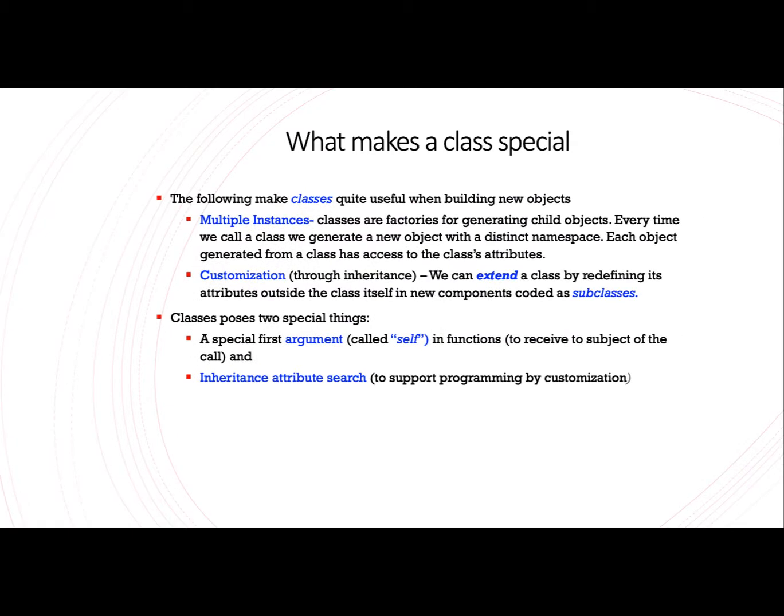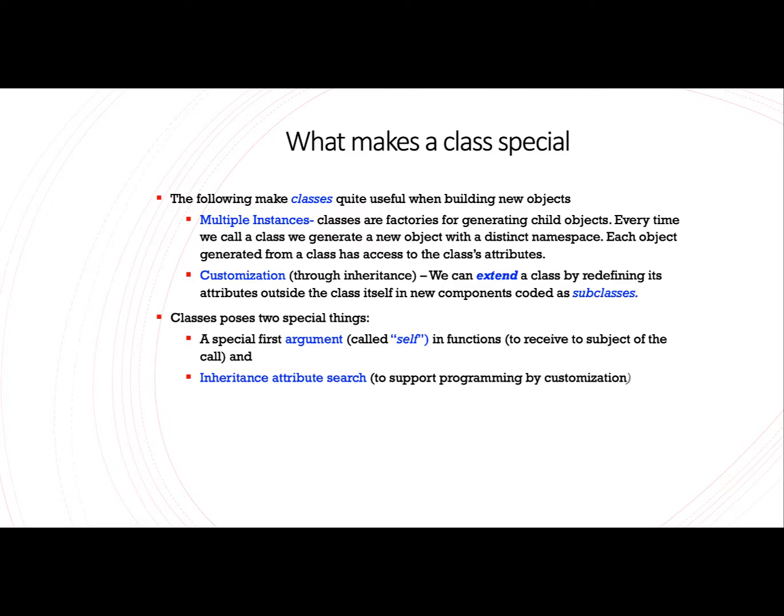What makes classes so special? The following make classes quite useful when building new objects. Multiple instances. Classes are factories for generating child objects. Every time we call a class, we generate a new object with a distinct namespace. Each object generated from a class has access to the class's attributes. Customization through inheritance. We can extend a class by redefining its attributes outside the class itself in new components coded as subclasses. Classes pose 2 special things. A special first argument called self in functions to receive the subject of the call, and inheritance attribute search to support programming by customization.